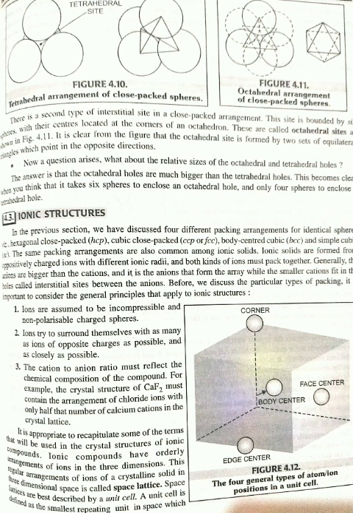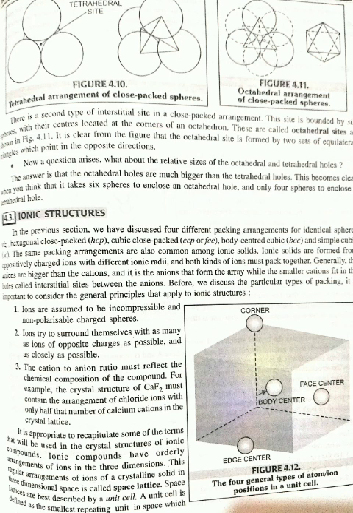Ionic solids are formed from oppositely charged ions with different ionic radii, and both kinds of ions must pack together. Generally, the anions are bigger than the cations, and it is the anions that form the array, while the smaller cations fit in the holes called interstitial sites between the anions.